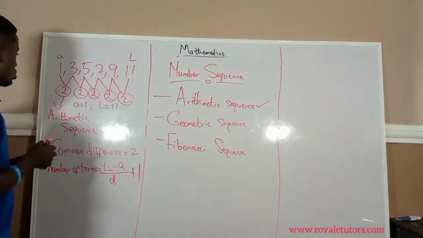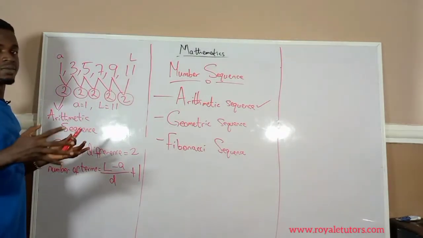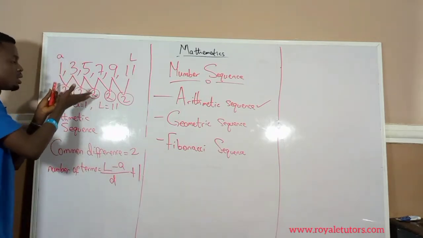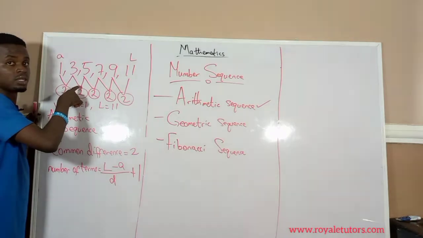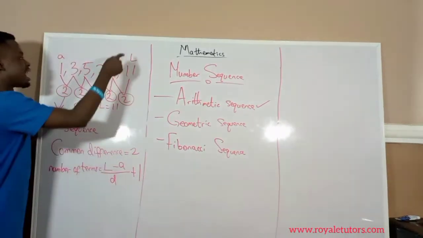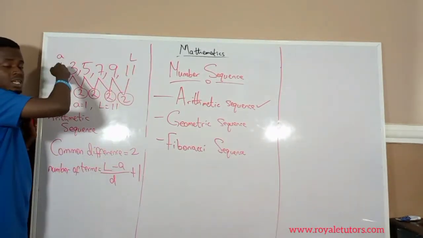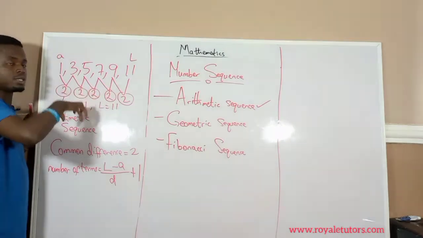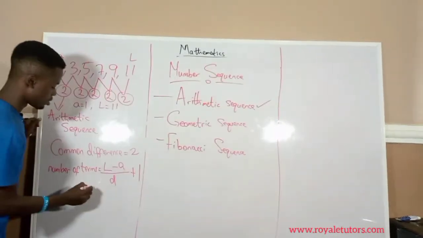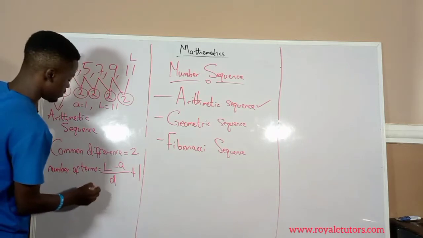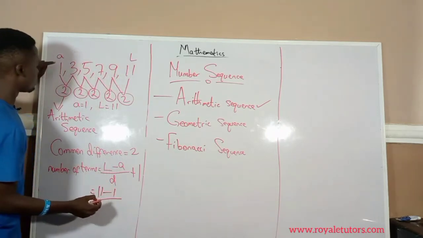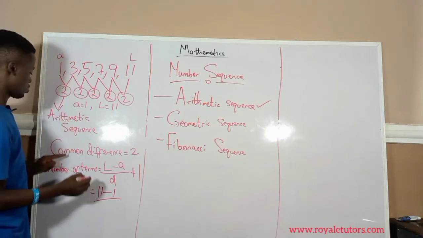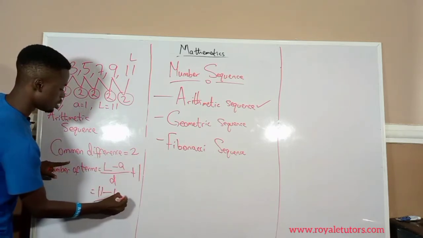I'm going to use it for this one before I give us one that is very big. This is a very simple one, you can easily count yourself, but I want to show you that with this formula you get the same thing. Number of terms is always the last term minus the first term, divided by the common difference, plus 1. Now let's see if it's going to be correct. The last term here is 11, minus the first term 1, divided by the common difference. We said the common difference is 2, then plus 1.